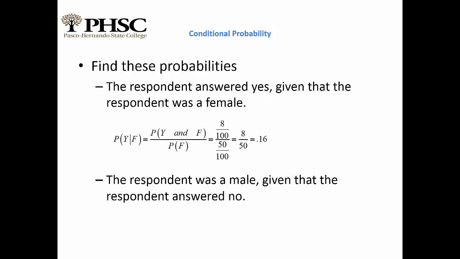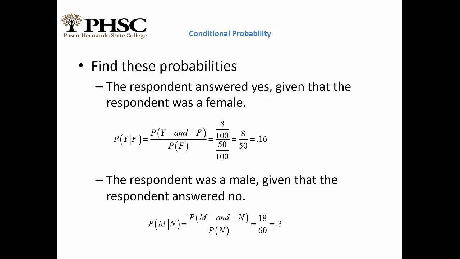So the first one is the probability of Y given F. So again, that's the probability of Y and F divided by the probability of F. So 8 over 100 divided by 50 over 100, which is 8 over 50, which is 0.16. And then the second one is the probability of M given N. So the probability of M and N is 18. Well, actually, it ends up being 18 over 60.